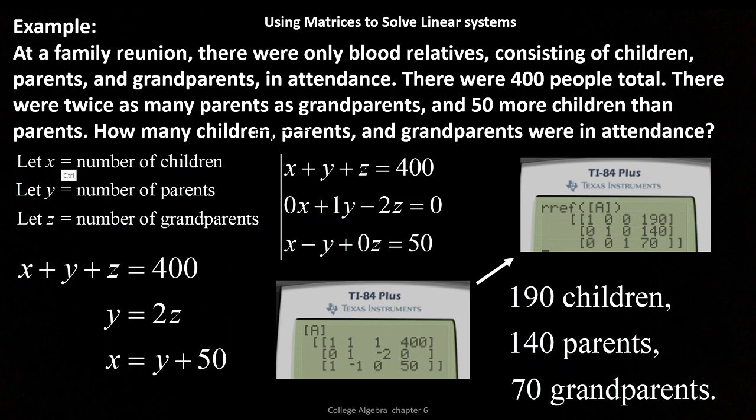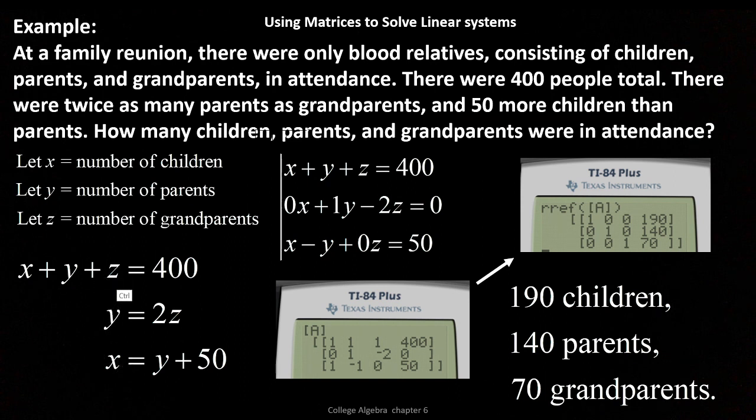To solve this kind of situation, we let variables equal the three unknowns. So x is the number of children, y is the number of parents, and z is the number of grandparents. What do we know? We know that the sum is 400. We know that the number of parents is twice the number of grandparents, and we know that the number of children is 50 more than parents. So that gives us three equations.